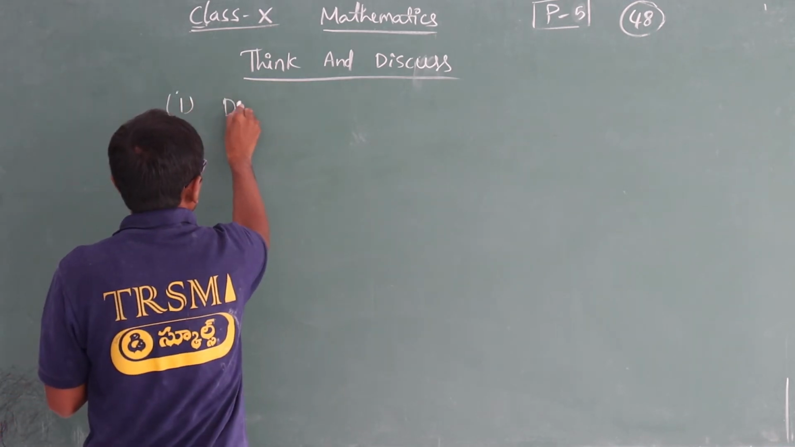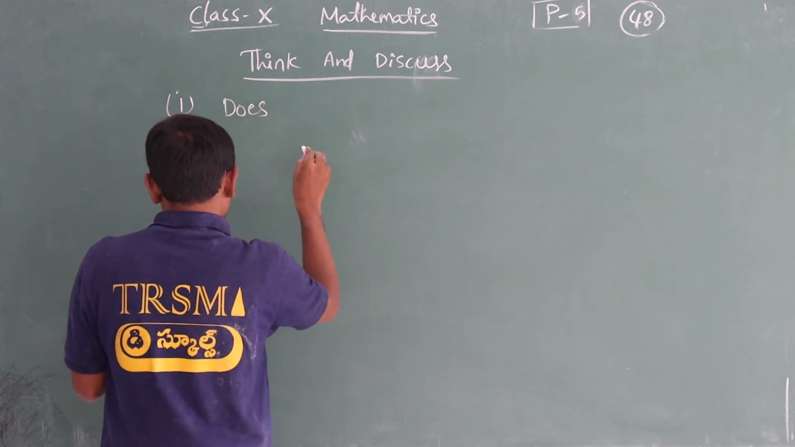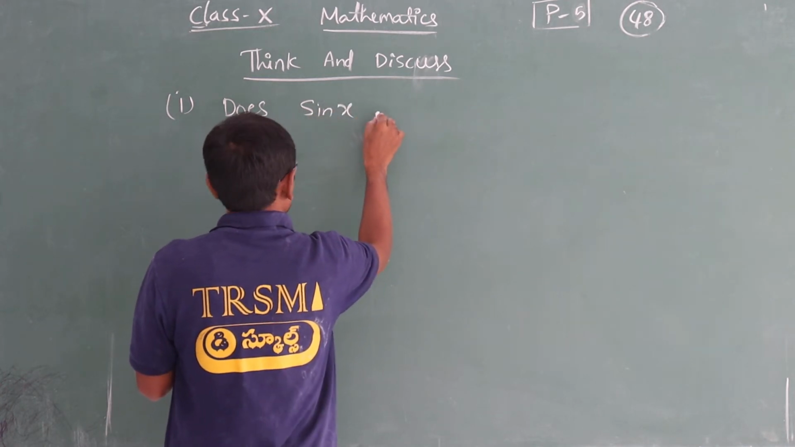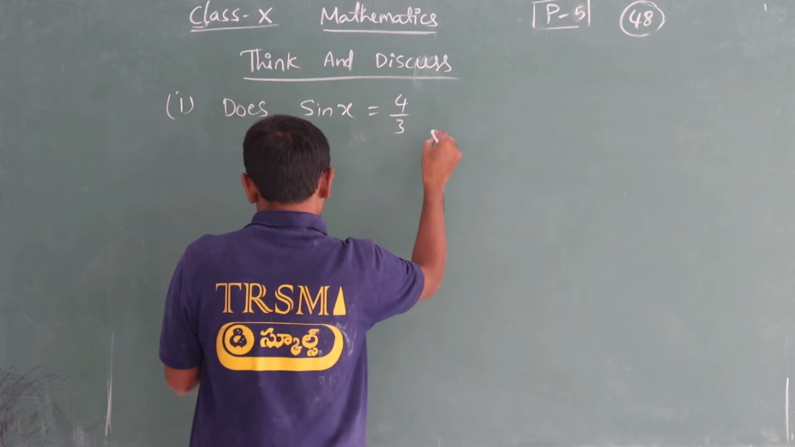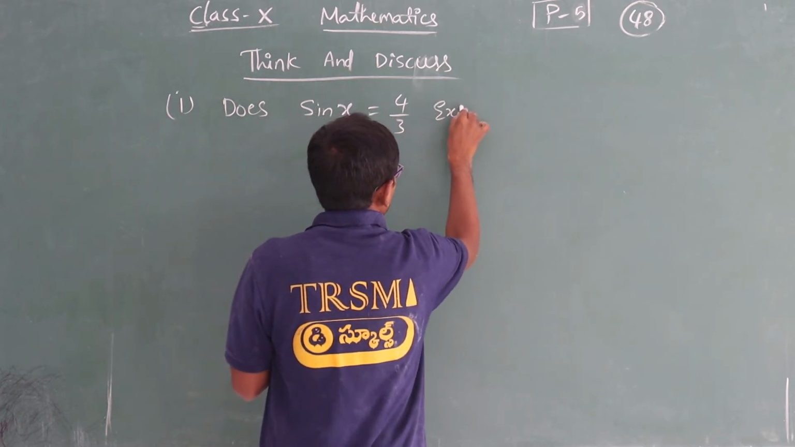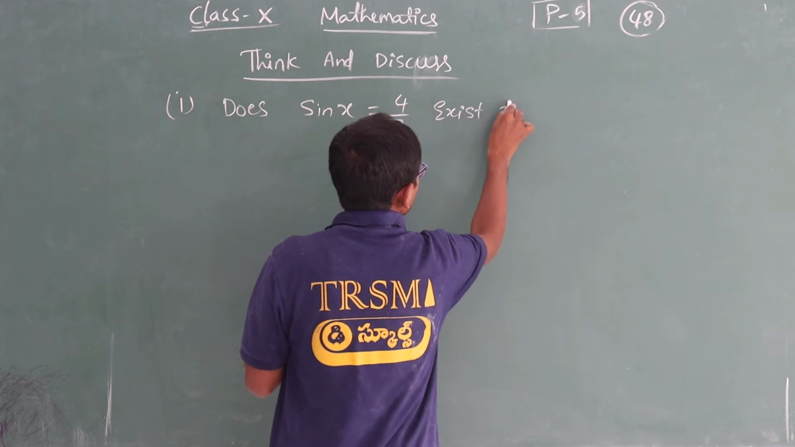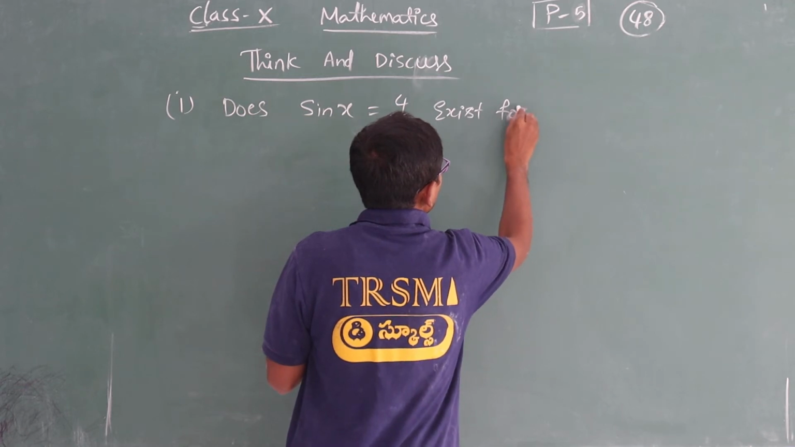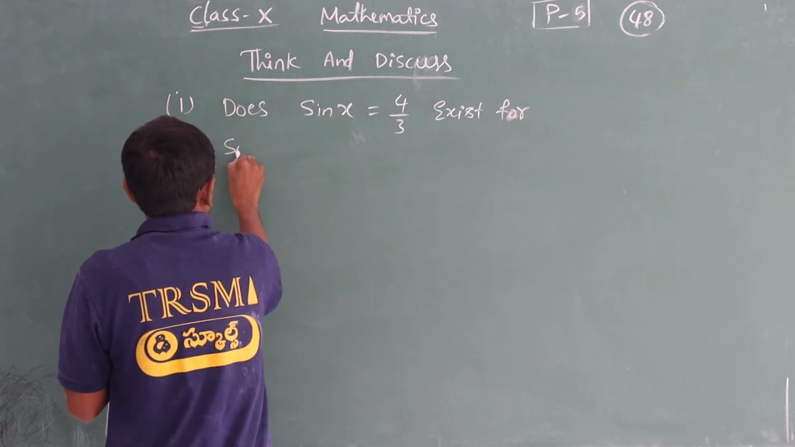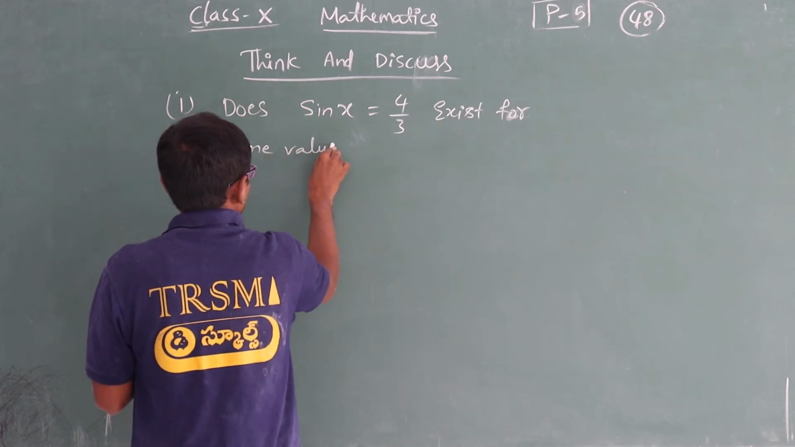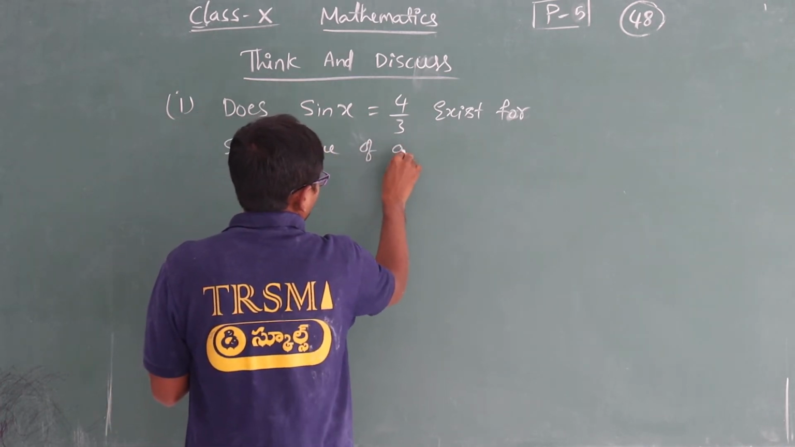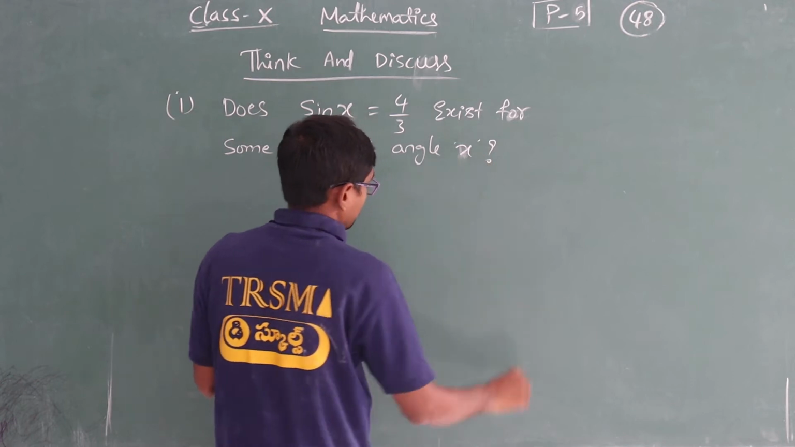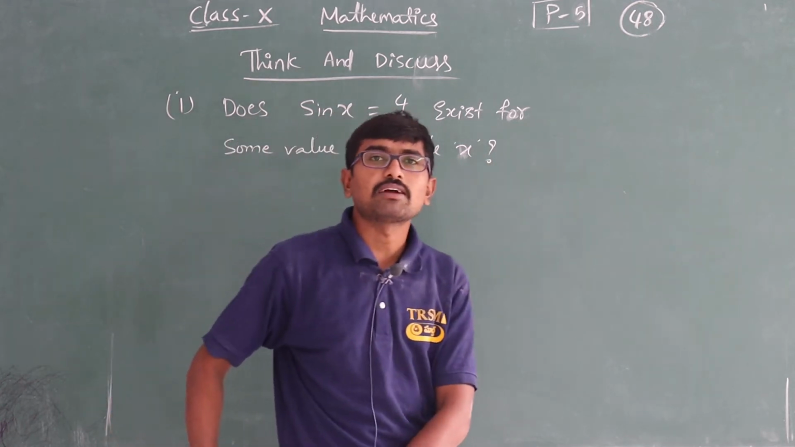Question number 1: does sin x is equal to 4 divided by 3 exist for some value of angle x? Question mark. Okay students, here we have 3 questions in total.